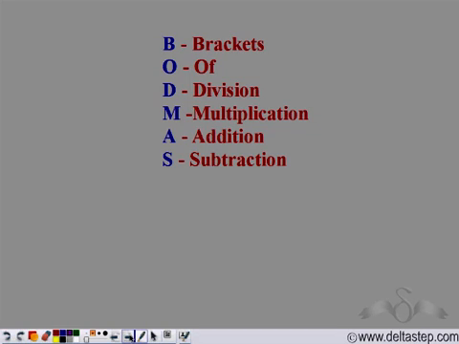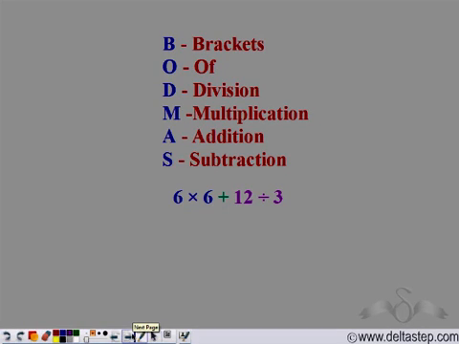So this is the order we follow when we have to simplify any expression. And to remember it, we take the first letter of each operation, write it as BODMAS and remember it as BODMAS. Now let us try and solve our expression using BODMAS.